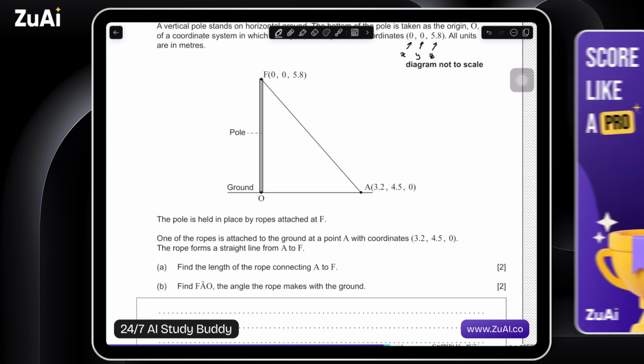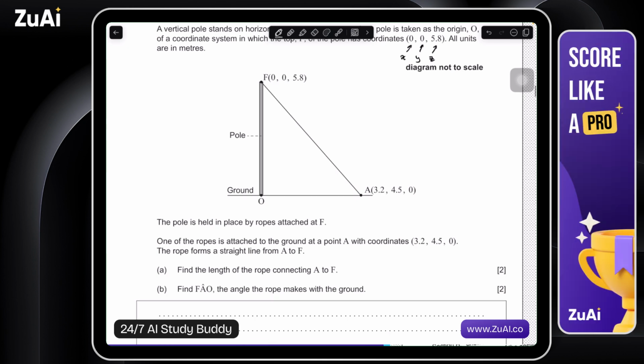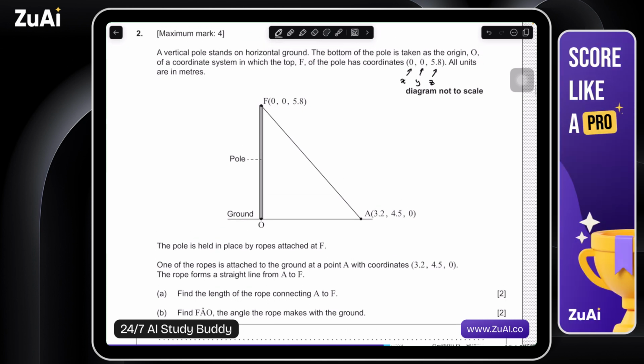Part A asks us to find the length of the rope connecting A to F. So we want to find this length right here from A to F. 2-mark question. This question actually isn't too bad. We're given 3 dimensions, which makes it a little more challenging, but if we look to the formula booklet, we actually do have a formula for this.